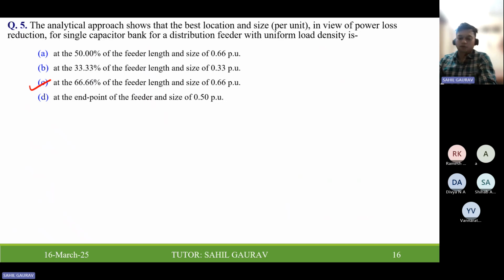So this is the thumb rule for capacitor placement. You can refer to the last slide, on reactive power and compensation of distribution system with shunt capacitor. There it has been shown what the optimal power loss reduction expression is, what the capacitor size should be, and what the capacitor placement should be. So for lambda equal to 0, that means uniformly distributed load.